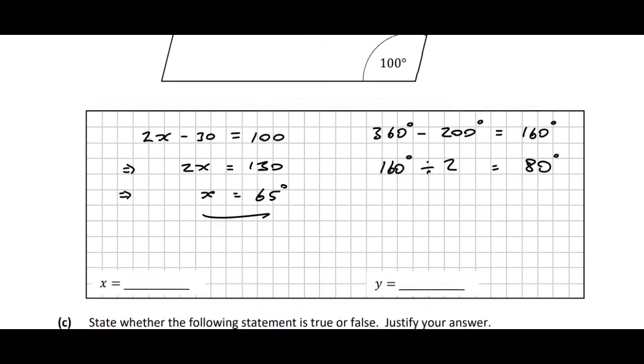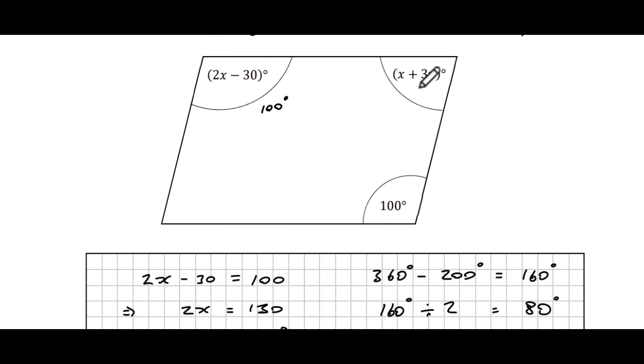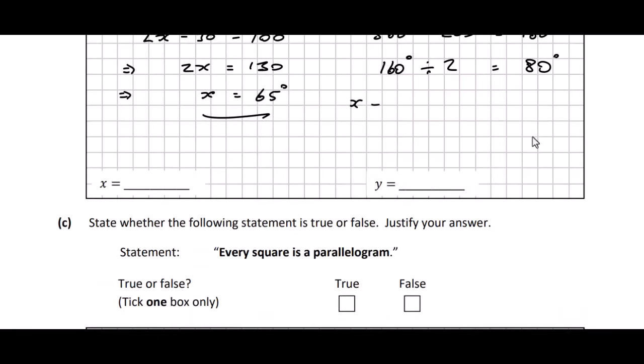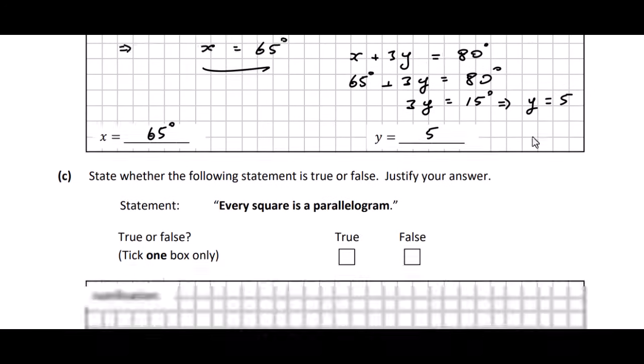So each of these 2 angles here, that angle and that angle there, they're both equal to 80 degrees each. So x plus 3y is equal to 80 is the next thing we can write down. Now we already know that x is 65 degrees. So we can put 65 degrees here plus 3y is equal to 80 degrees. That gives 3y is equal to 80 minus 65. So that's 15 degrees, and that'll finally give me y is equal to, divide by 3, y is equal to 5. And that's it.